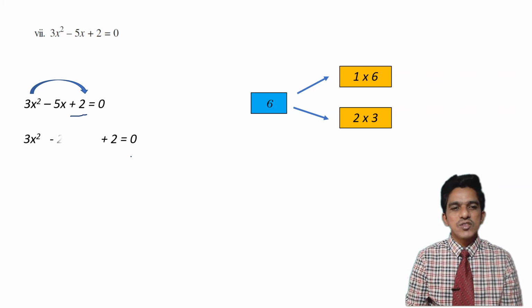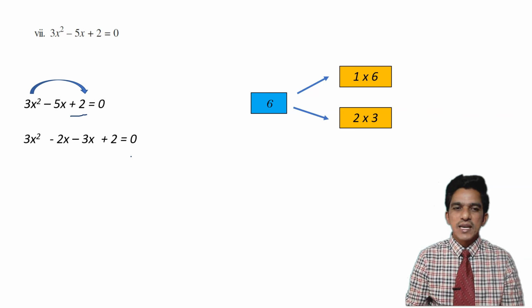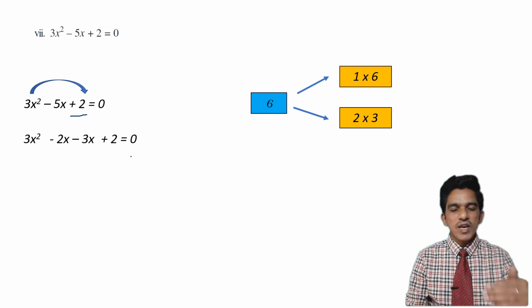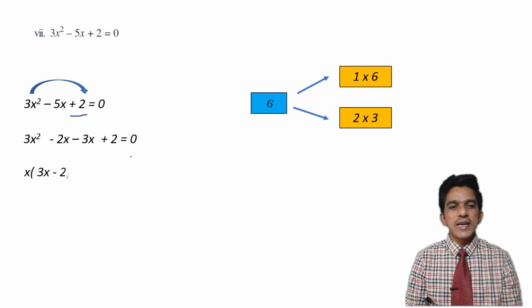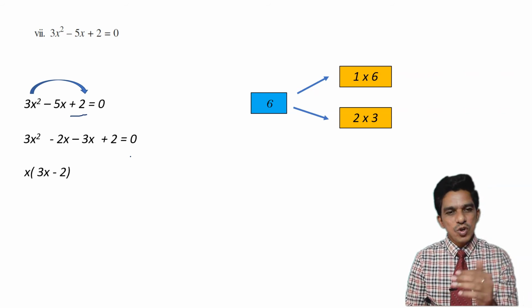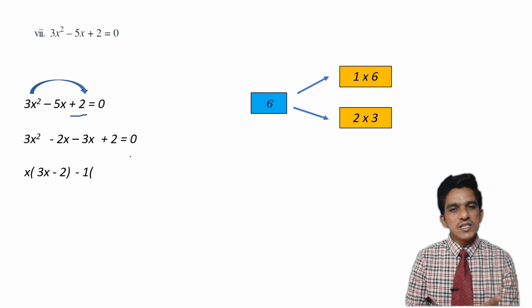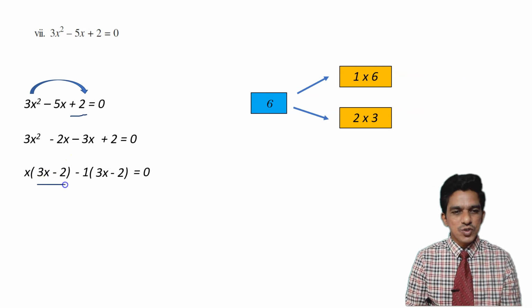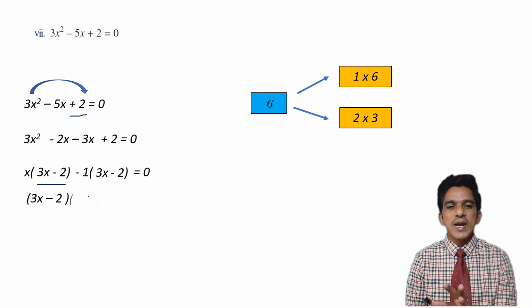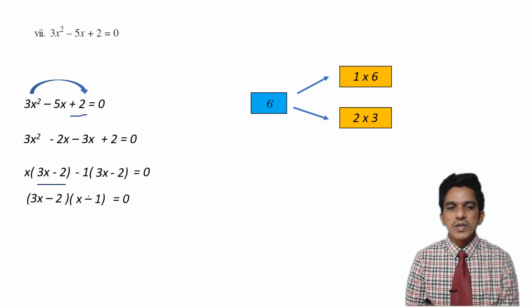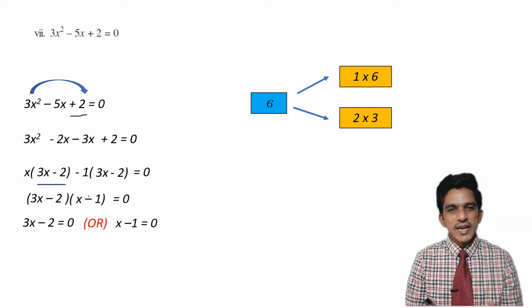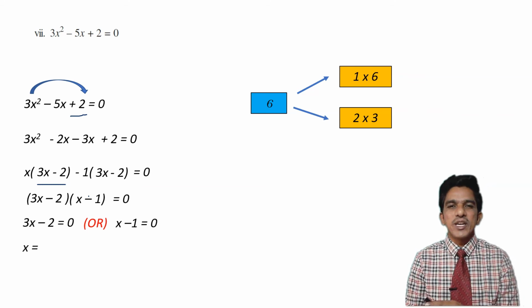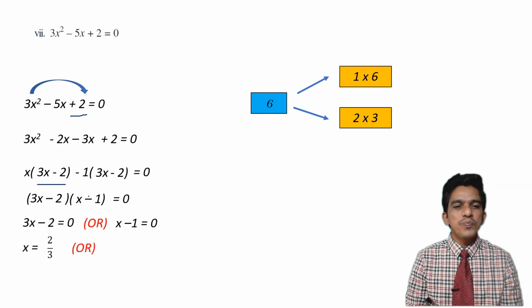Then you will have 3x square minus 2x minus 3x plus 2 is 0. So 3x square minus 2x లో I can take out x. Then this will be x of 3x minus 2. Minus 3x plus 2 లో minus 1 is common factor. Then this will be 3x minus 2 equal to 0. So the common factor is 3x minus 2 and the remaining factor is x minus 1 is equal to 0. That means either 3x minus 2 is 0 or x minus 1 is 0. 3x minus 2 is 0 and x is equal to 2 by 3 or x is equal to 1.